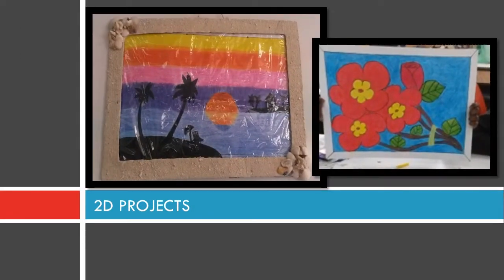The two following slides are examples of the students' work. The first one will give you 2D projects where two groups displayed pieces, and the other slide will give you an example of 3D projects where three separate groups displayed their pieces.